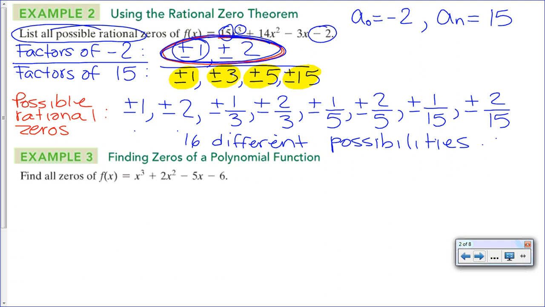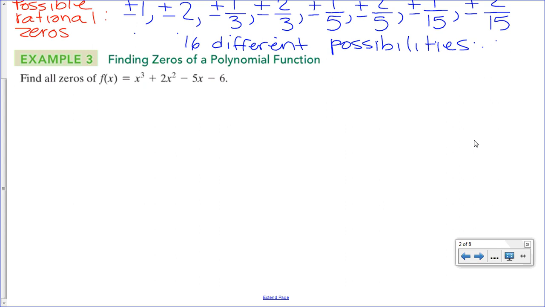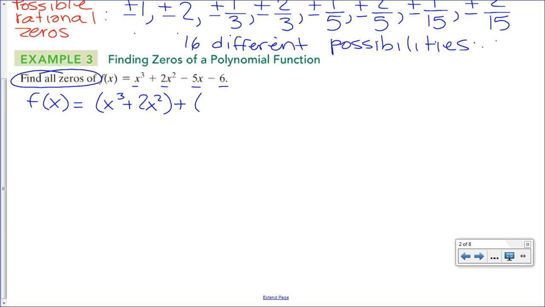So let's go back to second slide, example 3 now. And so now we're actually asked to find all zeros of f of x. So for us to do that, you might be thinking, well, maybe I could factor it. It is a polynomial that has 4 different terms, 1, 2, 3, 4. So we could try to factor this one by grouping. Maybe we could group this one with 2x squared, and then negative 5x minus 6.